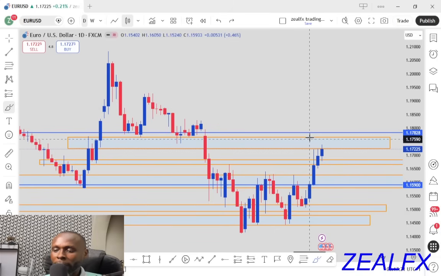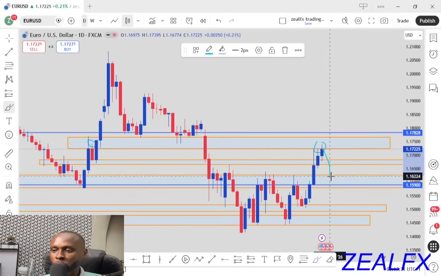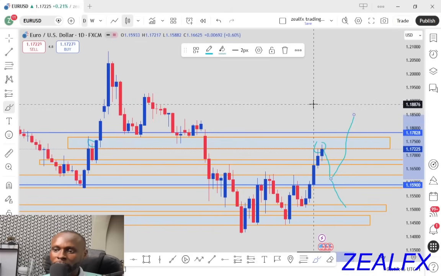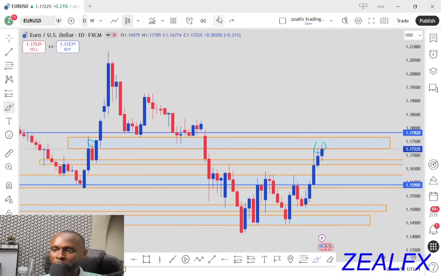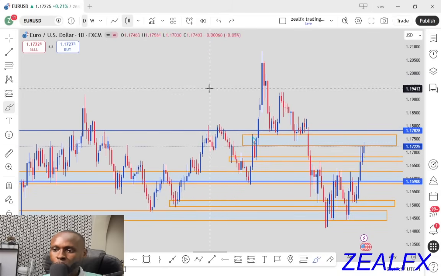Euro USD on my daily chart closed on a strong resistance level, which signifies we're expecting price to retest back to this daily support level, and a break of this support level might push price further back to this support level. Then if price fails to break this level, this might push price back to the top. So Euro USD on the daily closed on this support, and this support is a strong level. So long as price closes on this support, we are expecting price to push lower this week.